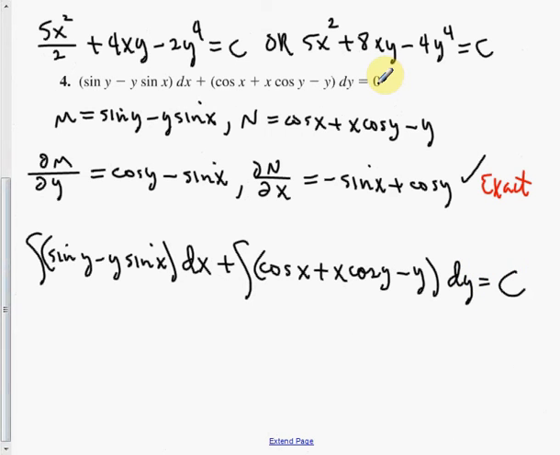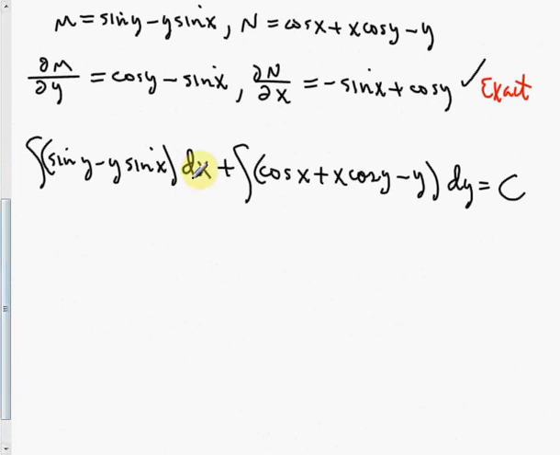Integrate that 0 over there. We got a constant. Just go ahead and put that there. First, integrate with respect to x. So this becomes x sine y plus y cosine x. The integral of sine x dx is negative cosine x.